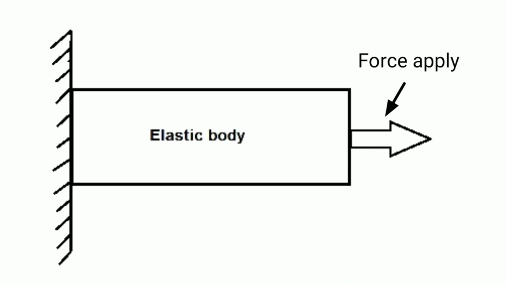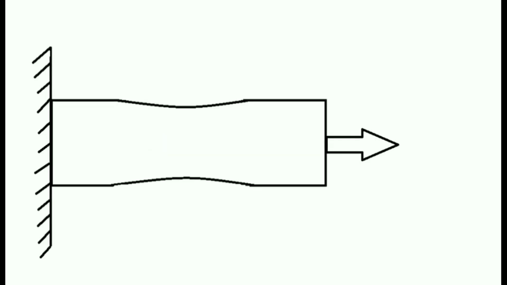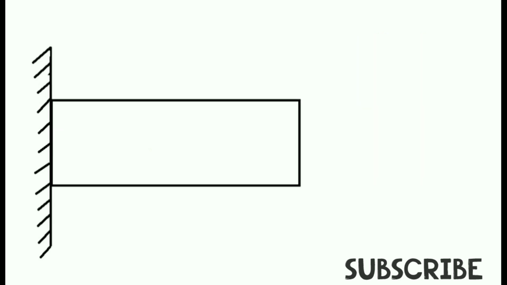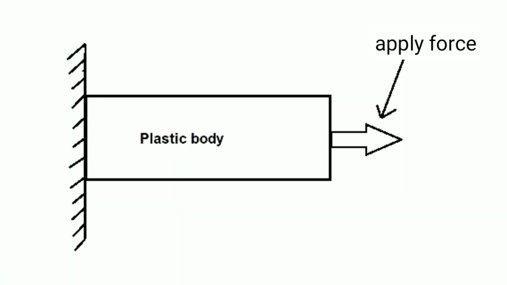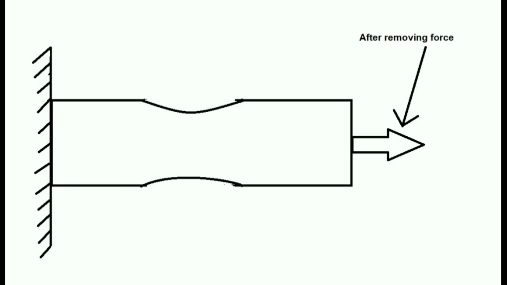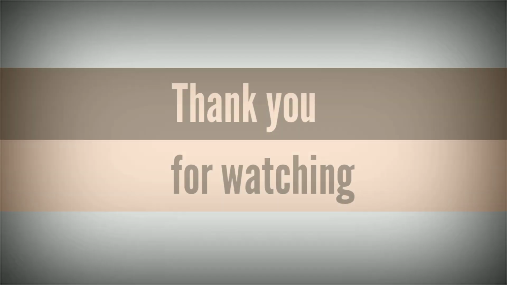Now taking an example where a body is fixed from one side and force is applied from the other side. So when it is an elastic body, we see that after the removal of force it will regain its shape and size. But if a body is a plastic body and we apply the force, then the body will not regain its shape and size after the removal of force. So this is the difference between a plastic body and an elastic body.